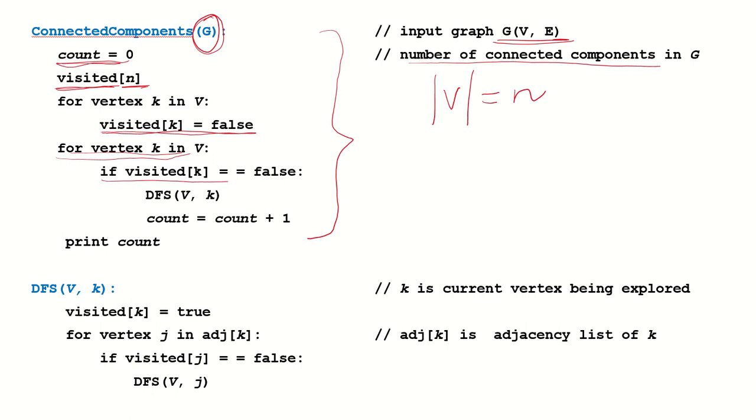For all the vertices in V, we are now going to check whether the vertex has been visited or not. Only if the vertex is unvisited, we are going to call a depth first search for that particular vertex and increment the count by 1. Once we have done this for all the unvisited vertices, we are going to print the count.